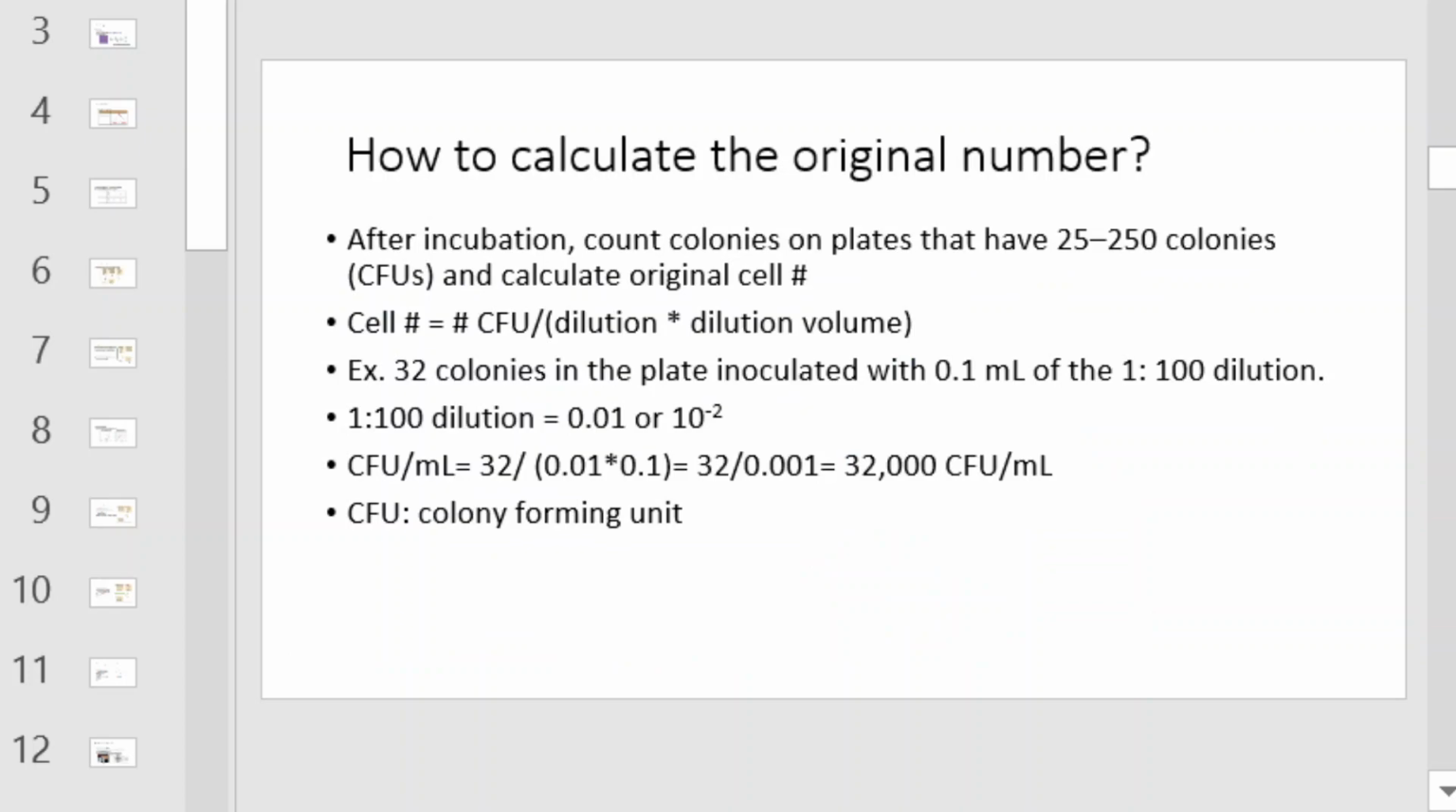After incubation, we will count the colonies on the plates that have between 25 and 250 colonies, or CFUs, and use that to calculate the original cell number. The cell number is equal to the number of colony-forming units divided by the dilution times the dilution volume. See the example below for exactly how we calculate the number of organisms in the original solution.